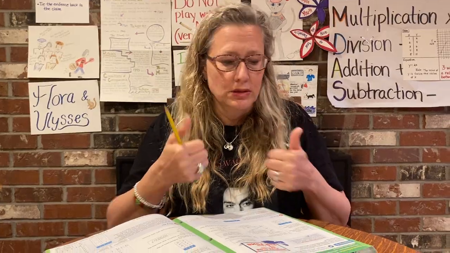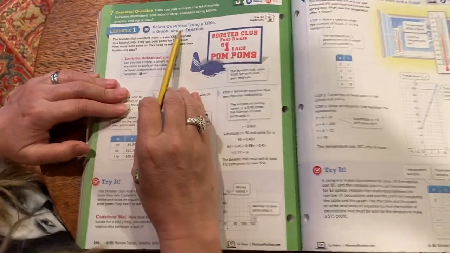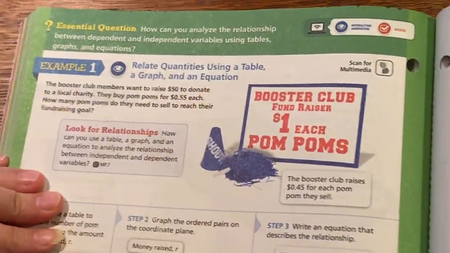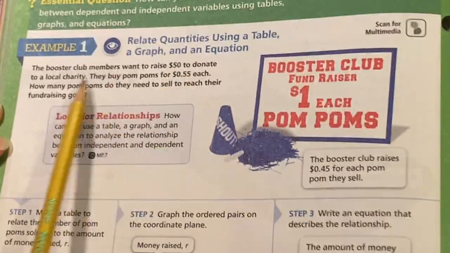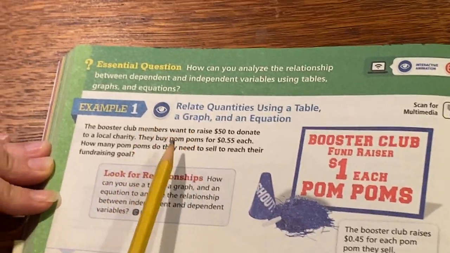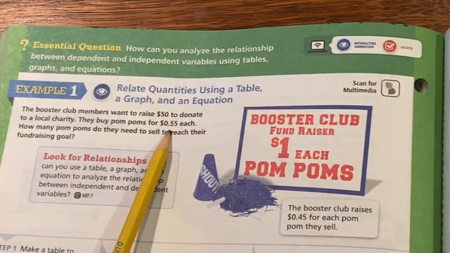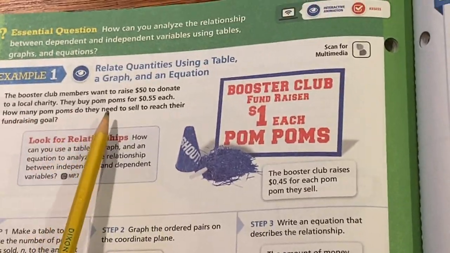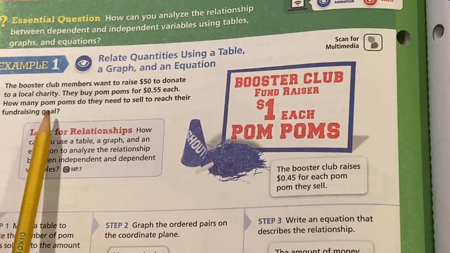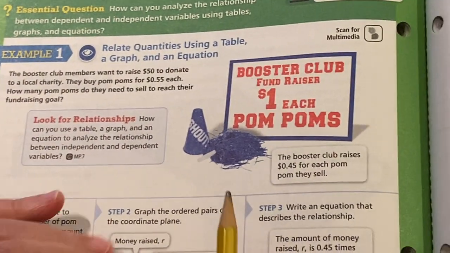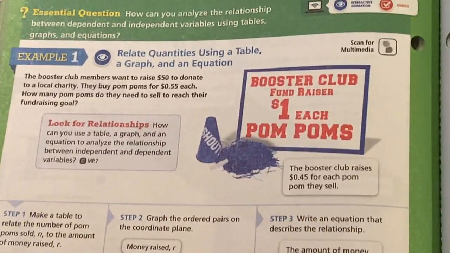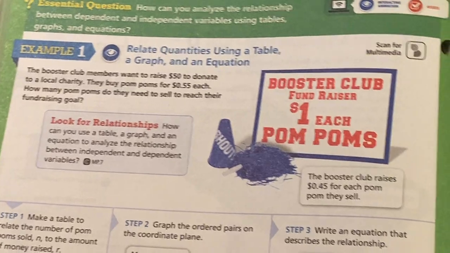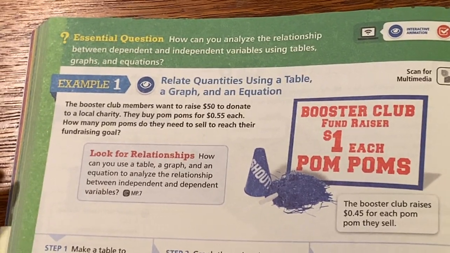All right, cool. Let's look at page 240. Relate quantities using a table, a graph, and an equation. The Booster Club members want to raise $50 to donate to a local charity. They buy pom-poms for 55 cents each. How many pom-poms do they need to sell to reach their fundraising goal? Okay. So it says, again, look for relationships. How can you use a table, a graph, and an equation to analyze the relationship between independent and dependent variables?